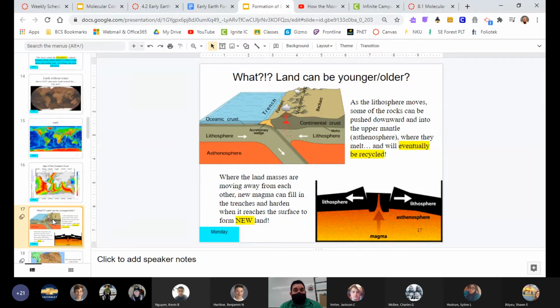So as the lithosphere moves, some of the rock can be pushed downwards. So you see this rock layer here. When they hit each other, sometimes they can go under, and this is called a subduction zone. And we'll talk more about that in a second. They can actually go downward, and they will start to melt. This older rock, or whatever it is, doesn't really matter, will melt and become newer rock. Especially when you have a volcano, you're basically making new land.